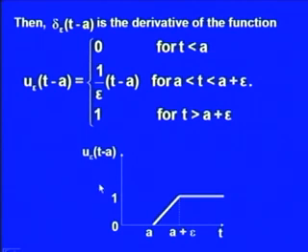So, the graph of u epsilon t minus a is like this: for values of t less than a, it is taking value 0; over the interval a to a plus epsilon, it is given by this line segment, 1 by epsilon t minus a, having slope 1 by epsilon; and then for values of t greater than a plus epsilon, it is taking value 1.